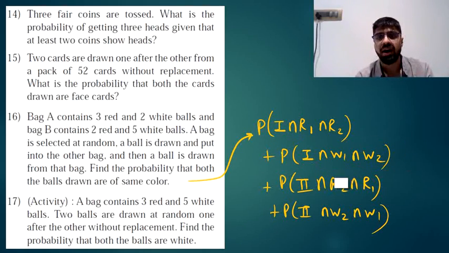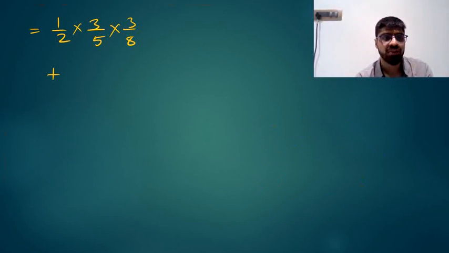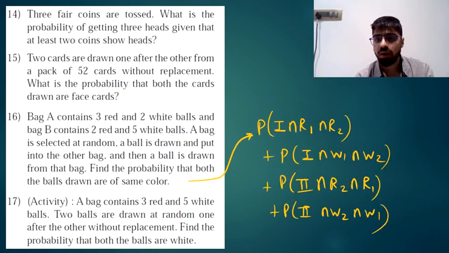So P of 1 half, P of W1, that will be 2 by 5. So half into 2 by 5. And finally W2. You have taken a white ball from here, the probability for that was 2 by 5. You're putting it in the second bag, which now has 6 white balls and 2 red balls. Now to get a white ball, the probability is going to be 6 upon 8.